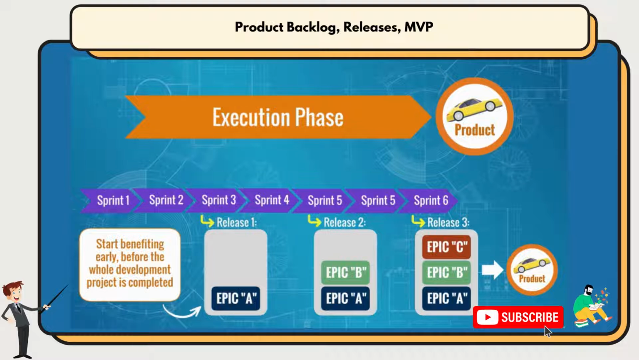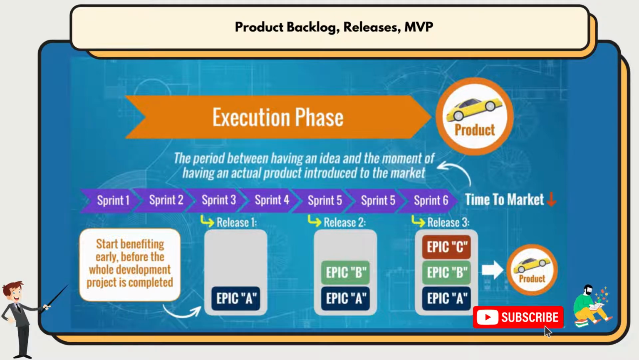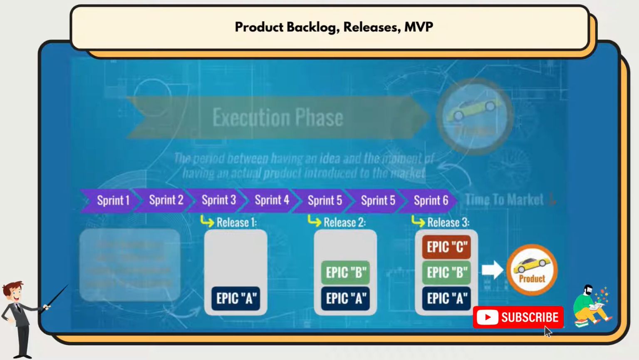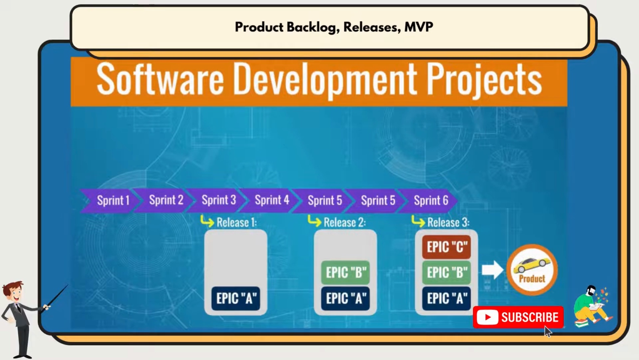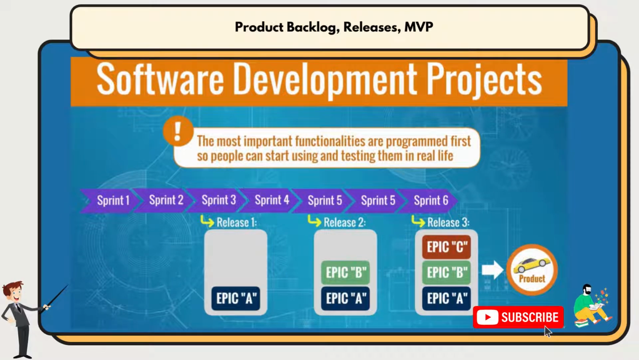This is a great strategic advantage, as it decreases the so-called time to market, or the period between the moment somebody has an idea and the moment of having an actual product introduced to the market. Of course, as the project progresses and new functionalities are released, the product becomes more and more complete. This is very much the case of software development projects, where the most important functionalities are programmed first so people can start using and testing them in a real-life environment. Then, additional features can be added, or released once ready, thus upgrading the product further.